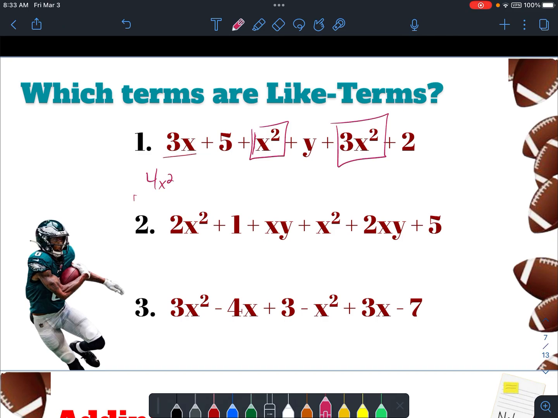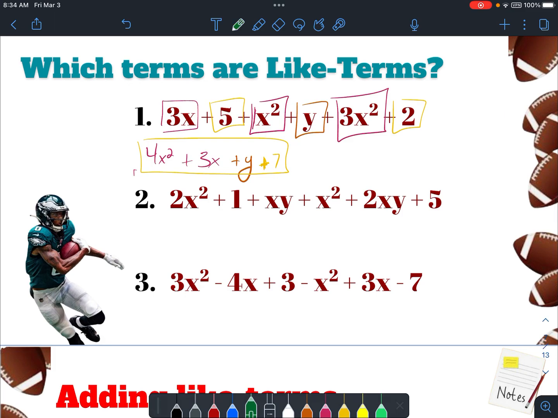Then I would move, kind of alphabetically, to my next one, so I'd have my 3x. There are no other x's, so we're done there. Then I probably could change colors here, plus my y. And then we're done with that one. And then finally we just have our whole numbers, just the 5 and the 2, which would give me plus 7. So this would be our answer here for number 1.